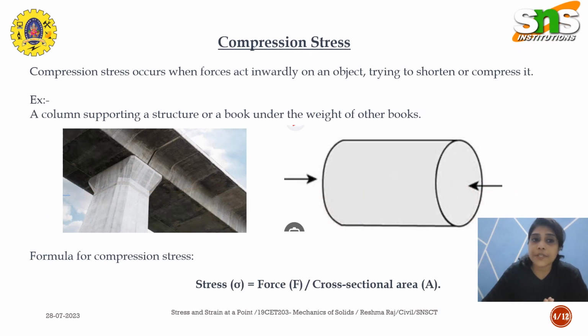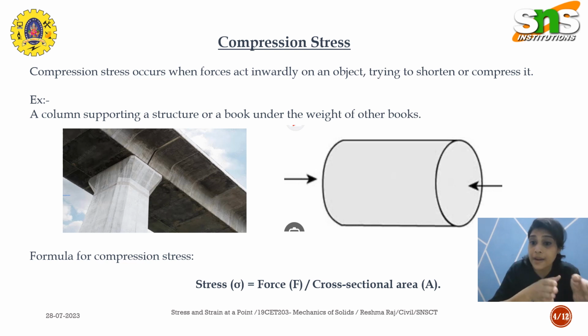Another type of stress is compression stress. In tension stress, the force acts outwardly. When the force acts inwardly, that is known as compression stress. So what happens is the deformation will be like this. In elongation, the length increases. During compression, the length decreases. So compression stress occurs when force acts inwardly on an object, trying to shorten or compress it.